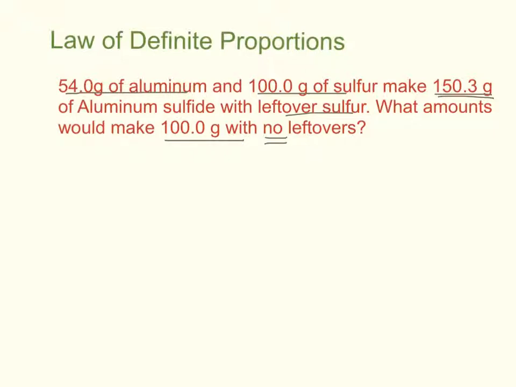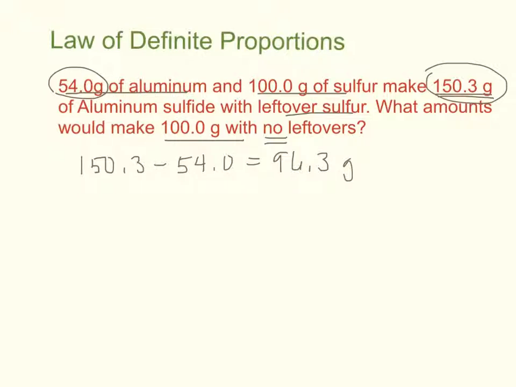So first of all, we know that we made 150.3 grams, and we know we had 54 grams of aluminum. So if we take 150.3 and we subtract that 54 grams of aluminum, that'll tell us how much sulfur we used. We used 96.3 grams of sulfur. So that's the first thing you need to figure out.